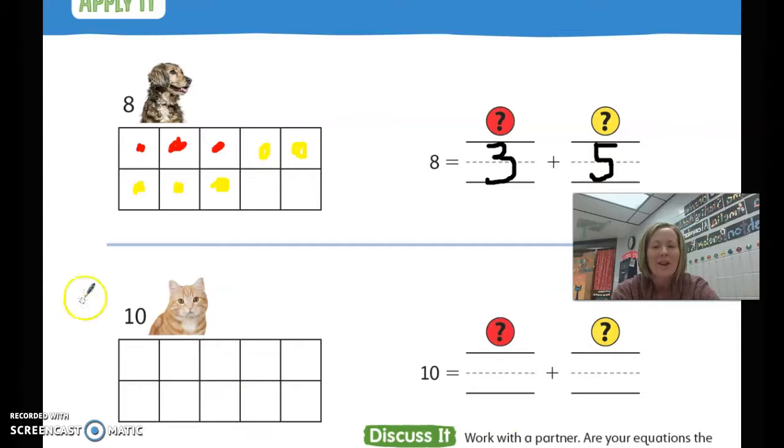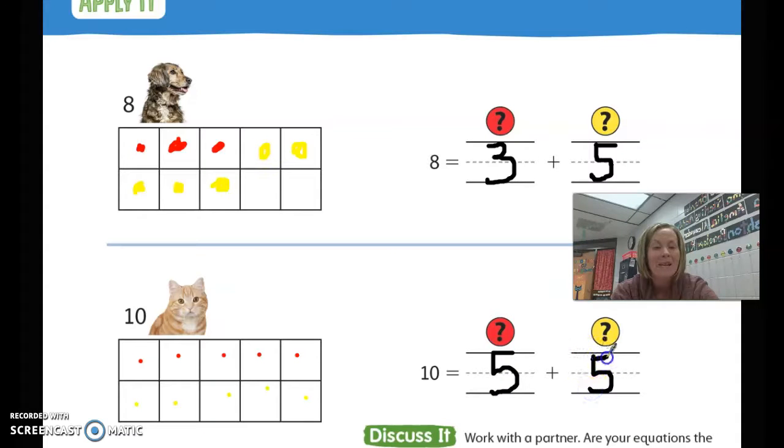All right, boys and girls. Now how many are we making? Ooh, you're right, 10. Pause and use your red and yellow to make 10 and write your number sentence. Ooh, Miss Martin's going to make 10 by doing 5 reds. If I have 5 reds, how many yellows will I need? You're right, I would need 5 yellows. So my problem would be 10 equals 5 plus 5.